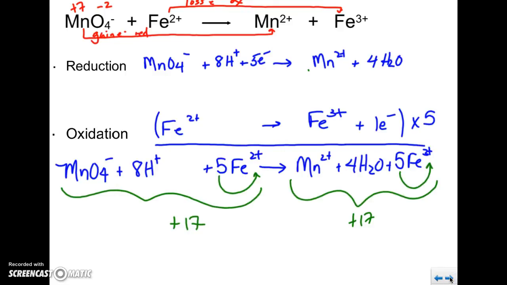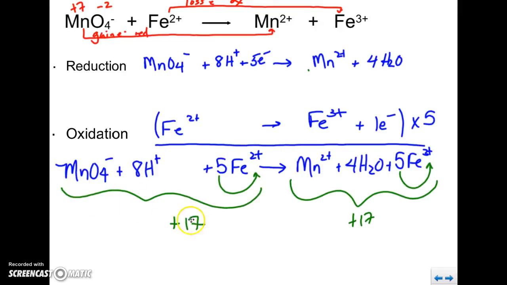Notice the last thing you'll want to do is make sure that you balance in both charge and in elements. We're going to check elements first. 1 Mn, 1 Mn. 8 hydrogens, 8 hydrogens. 4 oxygens, 4 oxygens, 5 irons, and 5 irons. Next, we're going to check charge.